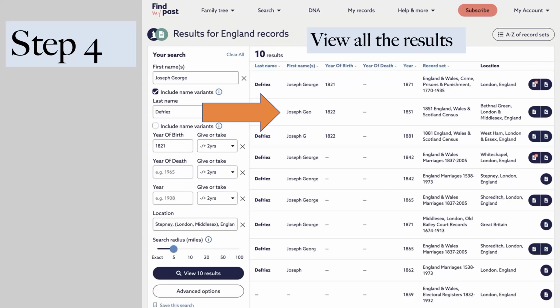And also, Joseph George married in 1842 in Whitechapel, and there's another Joseph George married in 1842 in Stepney. One of the things you need to remember is, was Whitechapel part of Stepney? See, they may be exactly the same person. So when you start looking at the locations, it starts to sort out these people, and you'll be able to tell whether it's all the same person or move on to a new one.